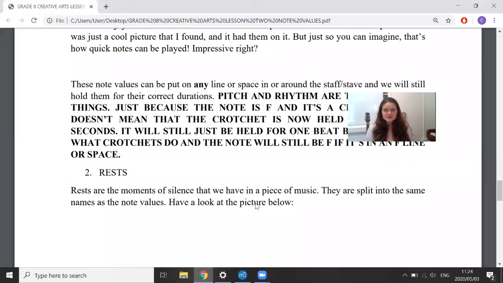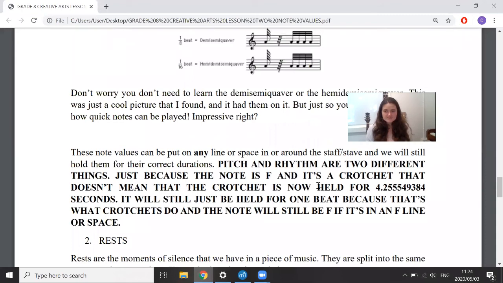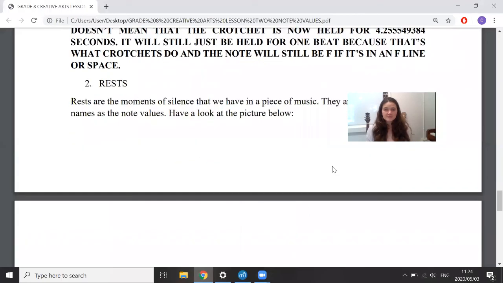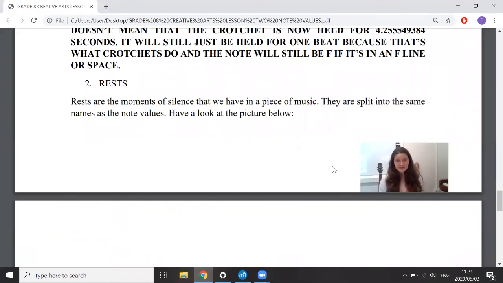So we're back at the notes now. I've finished this rant, as you can see. Anyway, we're moving on now. We are going on to something called a rest. We haven't really dealt with these too much, and I couldn't get a very good picture of it. So basically our rests are the silence that we have in music.